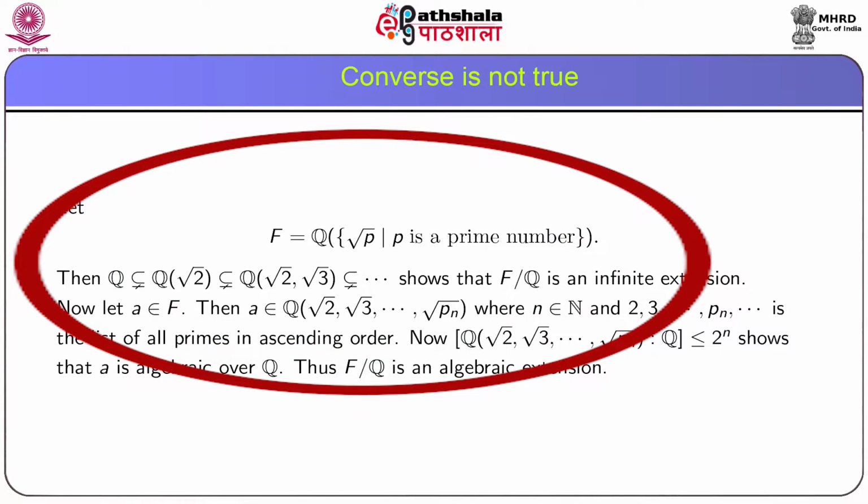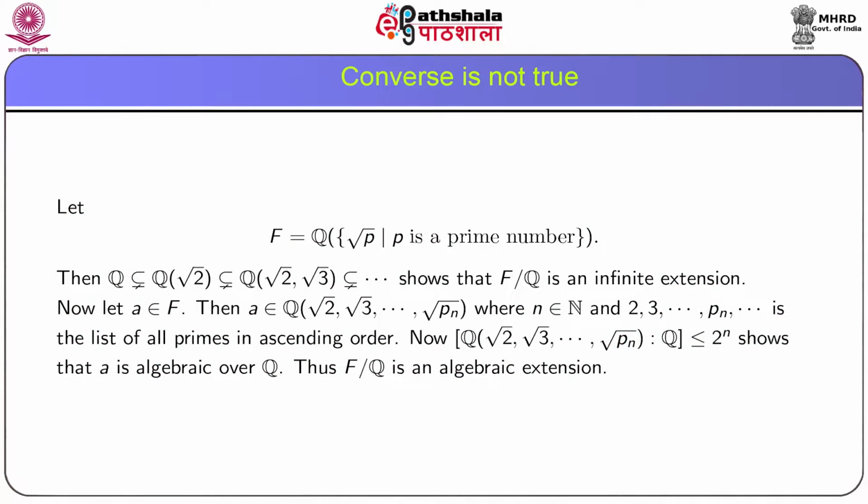Then we can show that root 2 does not belong to Q and root 3 does not belong to Q(root 2), and so on. And thus it follows that Q is contained in Q(root 2) properly, and Q(root 2) is contained in Q(root 2, root 3) properly, and hence we get a strictly ascending sequence of subfields of F. Thus, it follows that the extension F by Q is an infinite extension.